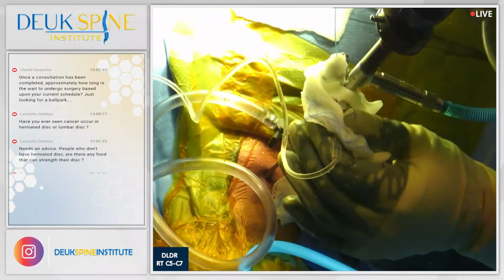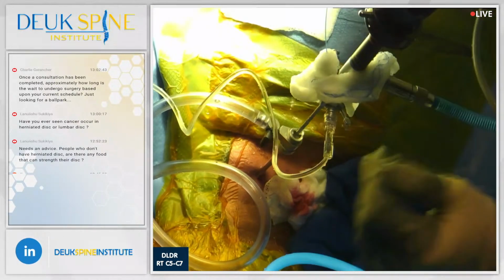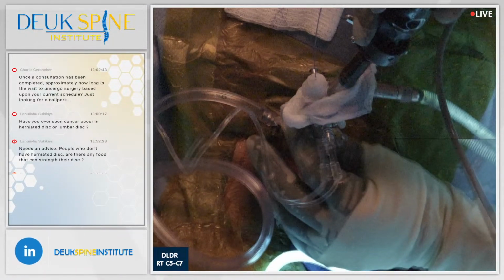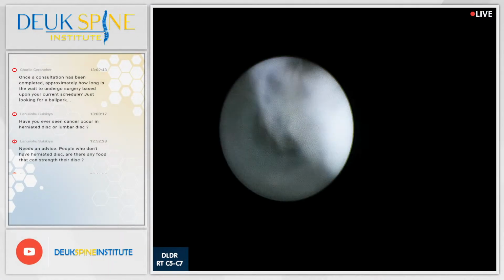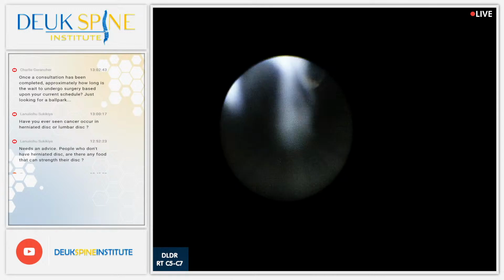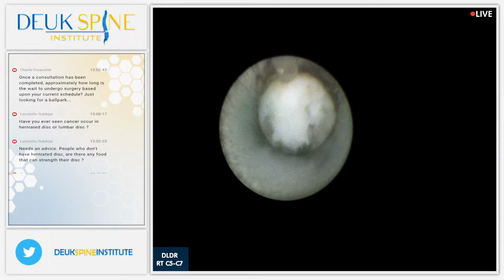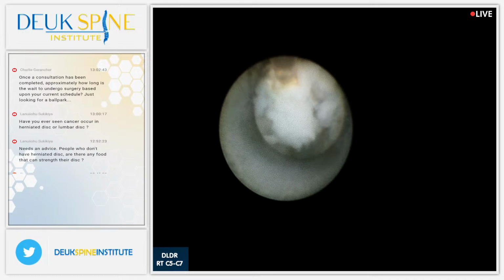That was at C6-7. I have to say, this is one of the worst herniations I've seen in a while. Normally they're not this bad. This has a lot of material. And it looks like a more recent one. Here's another big piece right here.